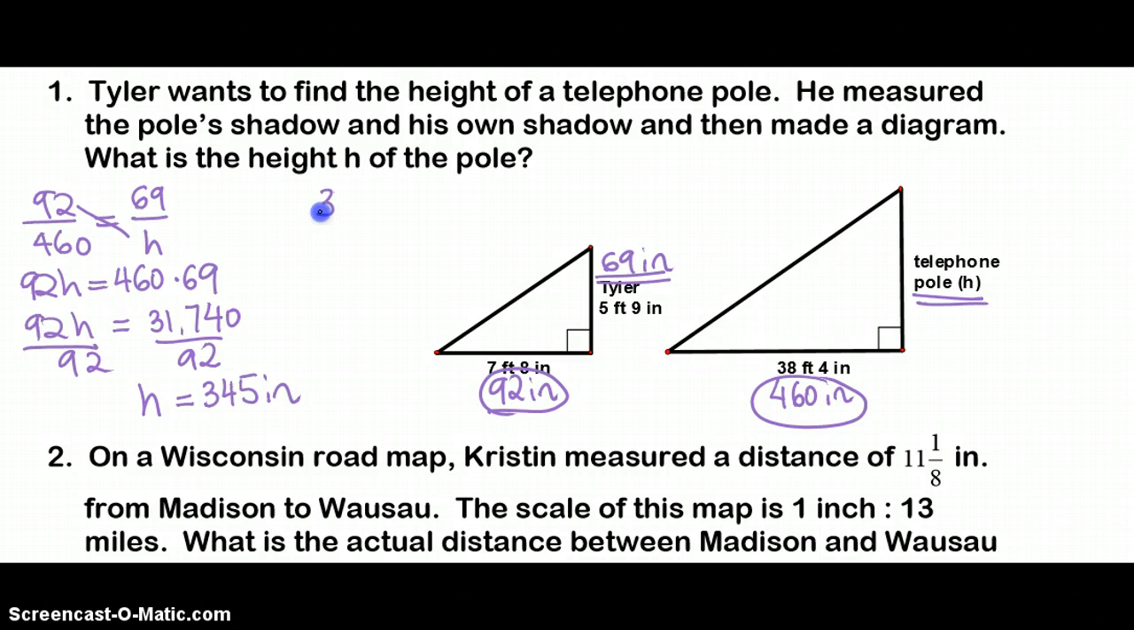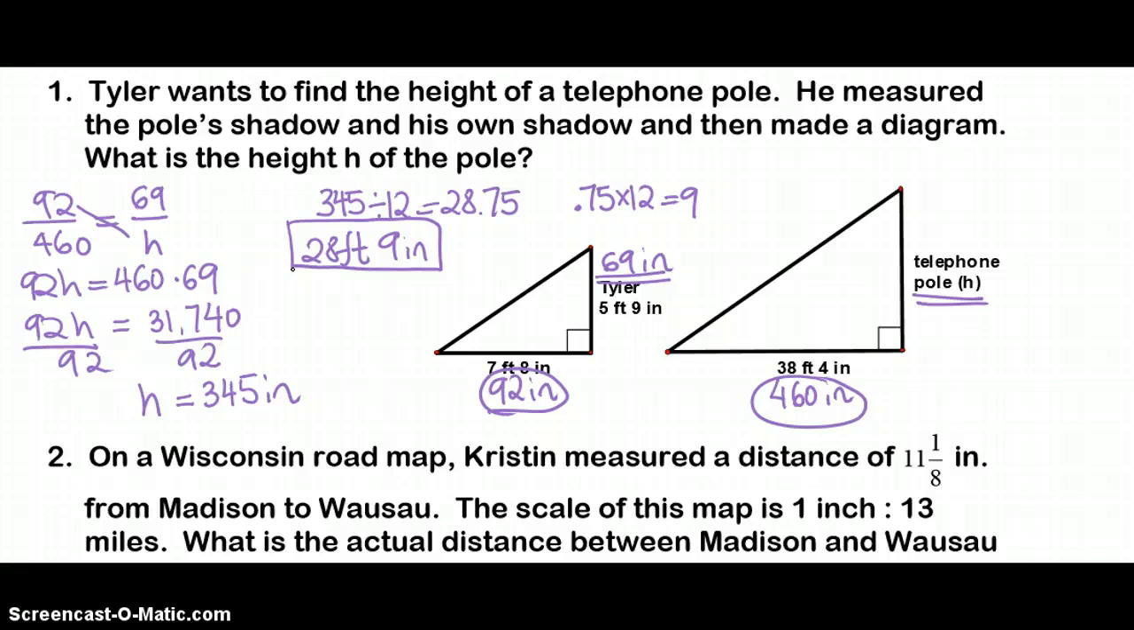So we're going to take 345 and divide that by 12, and we get 28.75. So I know that's 28 feet. Now, what's 0.75 of a foot? So we're going to do that over here. 0.75 times 12 is 9. So the answer is 28 feet 9 inches. Okay, this is as complicated as it gets. Okay, let's look at the next one.